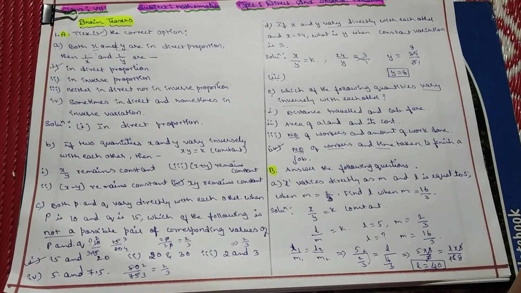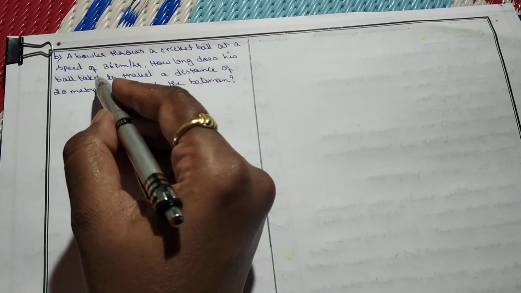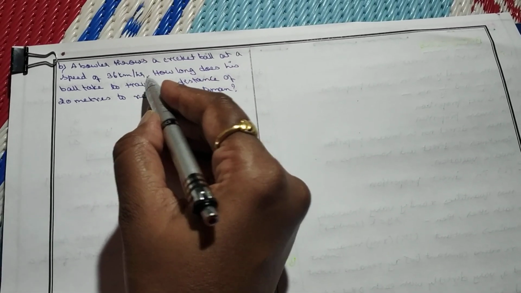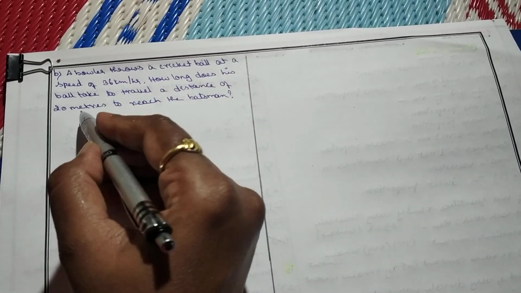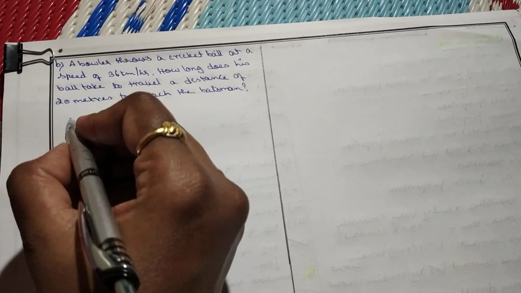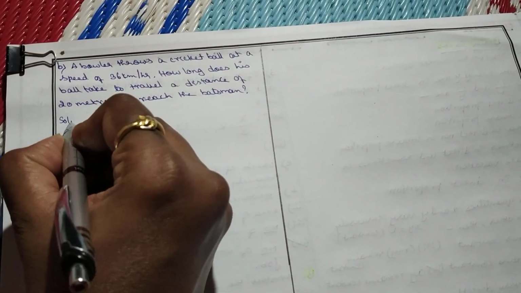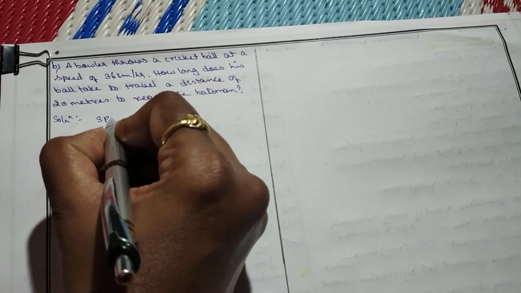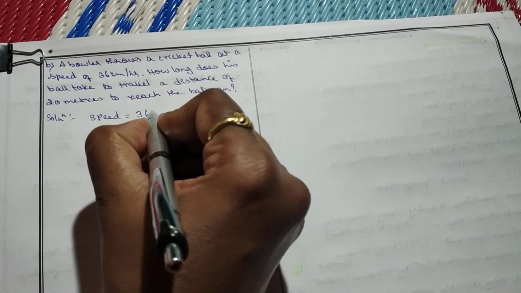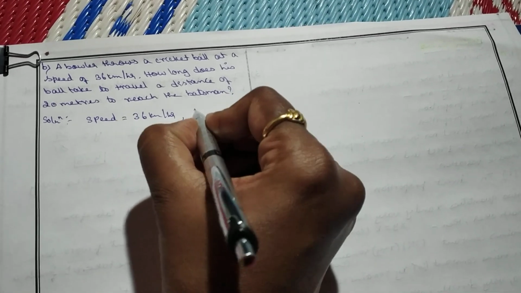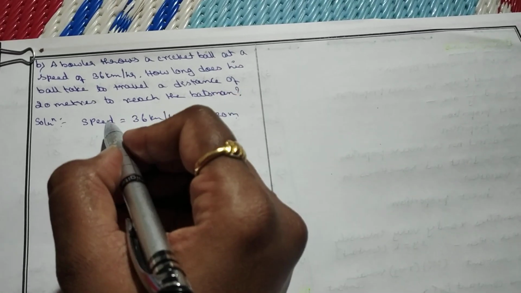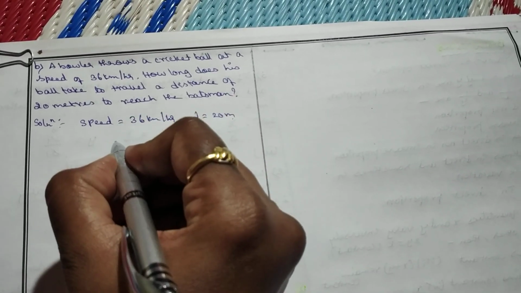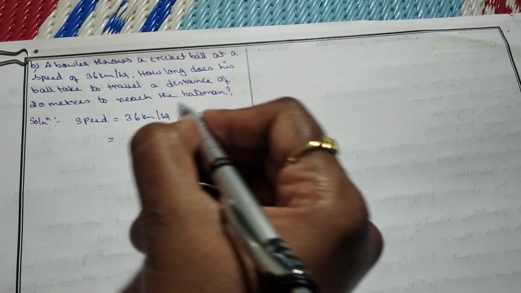Now let me move to the B question. A bowler throws a cricket ball at a speed of 36 km per hour. How long does this ball take to travel a distance of 20 meters to reach the batsman? Solving the question, here the speed is given: speed is equal to 36 km per hour and the distance is 20 meters. The distance is in meters, whereas the speed is in kilometers per hour. So first let us convert kilometers per hour to meters per second.